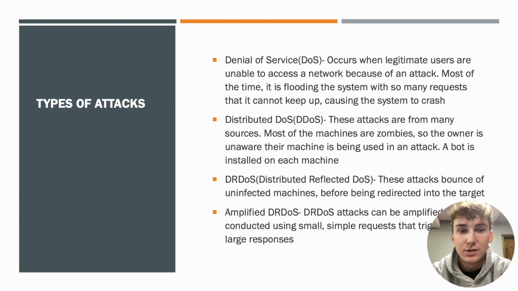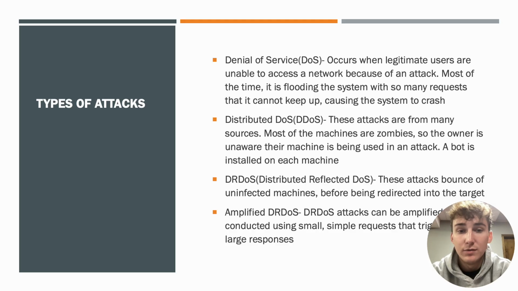There's also distributed DOS attacks, or DDoS, and these are from many sources. So a denial of service is usually from one source. Distributed DOS is from many sources. So it uses many machines, and the machines are zombies. So what zombie means is the owner is not aware that their machine is being used for an attack. And on these machines, there is malware called a bot that is installed on each machine.